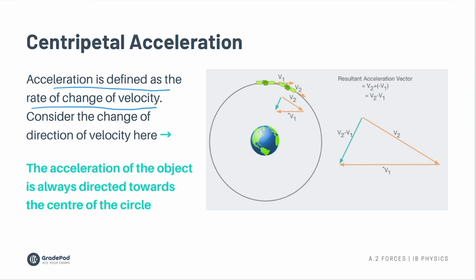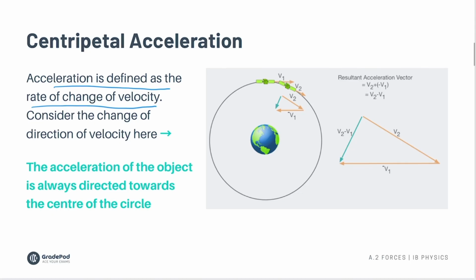And velocity clearly changes. With that knowledge, we can actually do a little bit of vector subtraction to find out what the direction of acceleration is for an object that's undergoing circular motion. We know that acceleration is defined as the rate of change of velocity. So we would like to find the change in velocity of this satellite that's shown around the Earth. And the change in velocity means the final velocity minus the initial velocity. And remember in A1, I taught you the trick on how to subtract vectors. It's the final velocity plus minus the initial velocity.